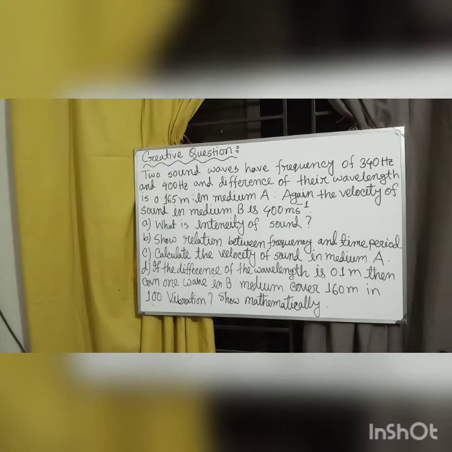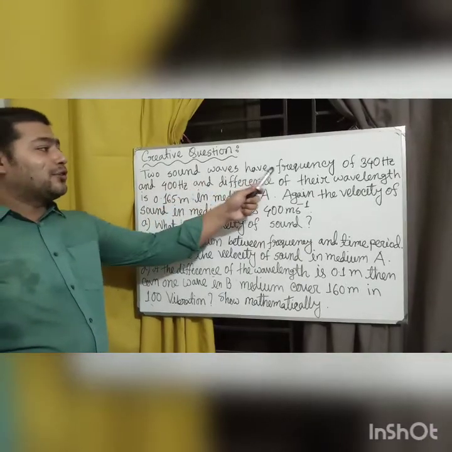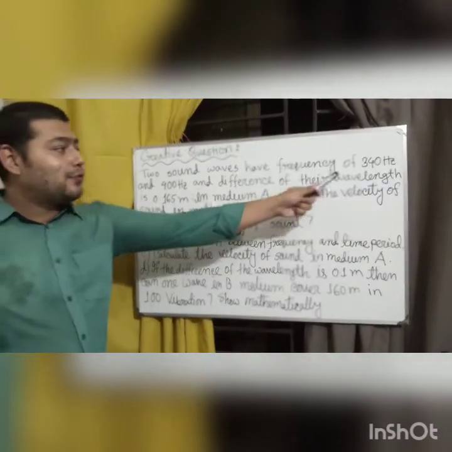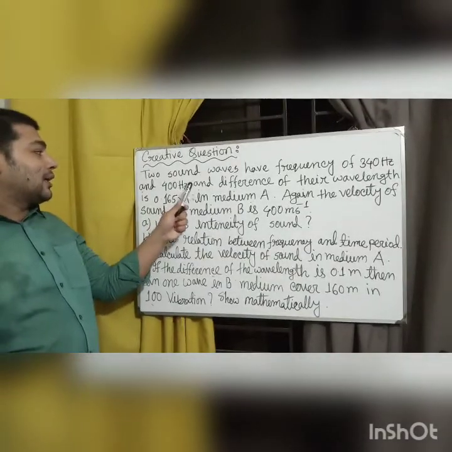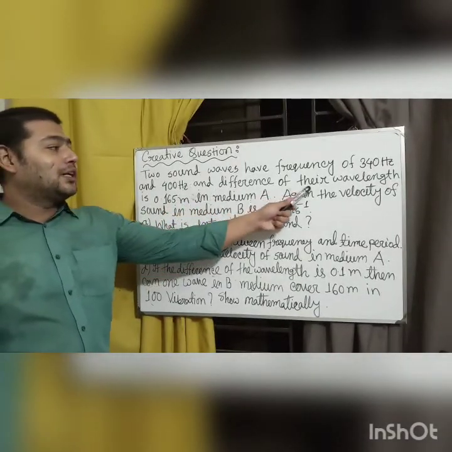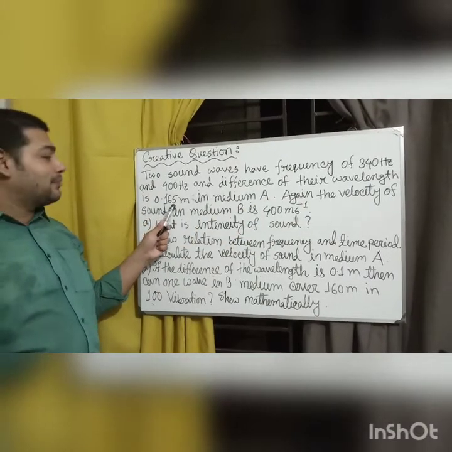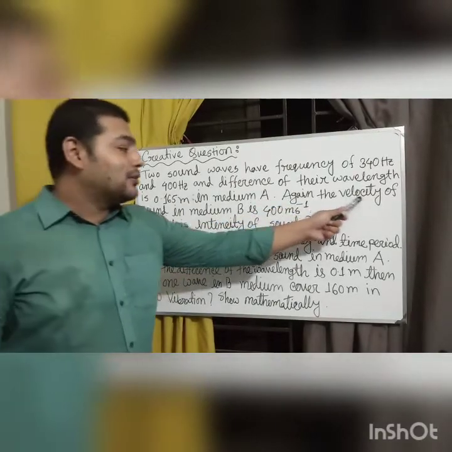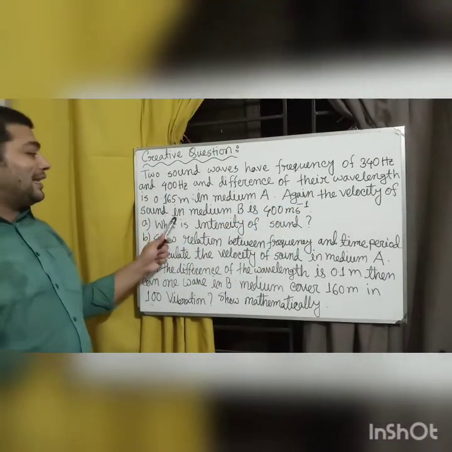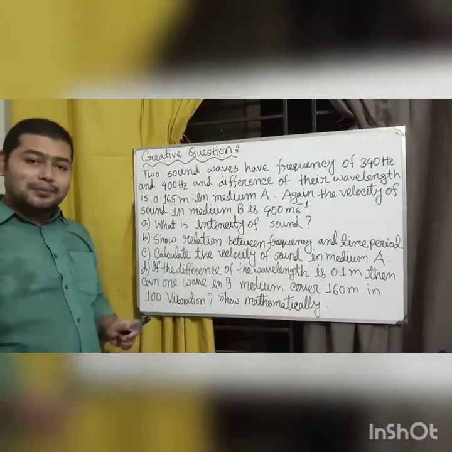So our creative question is: two sound waves have frequency of 340 Hz and 400 Hz, and difference of their wavelength is 0.165 meter in medium A. Again, the velocity of sound in medium B is 400 meter per second.